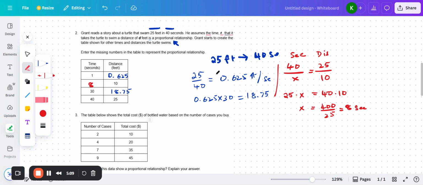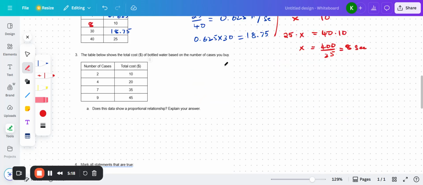Okay. So that's how you need to work on it, and then go back and review one more time. That way you should be good to go with this question. All right. For the next question, the table shows the total cost of bottles of water based on the number of cases you buy. Let's say you buy 2 cases of water bottles and it's going to cost $10. If you buy 4 cases, it's $20. So you want to check whether it is a proportion or not.